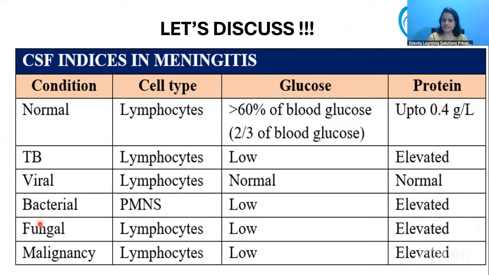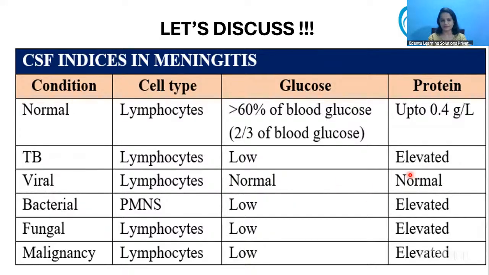In case of bacterial meningitis, usually the predominant cell type is polymorphonuclear leukocytes, the neutrophils, which will be most common. In all the other types, you can see lymphocytes. But only in viral meningitis will you have a normal glucose level and normal protein level. In all the other types, the glucose levels will be low and the protein levels will be elevated. So only in the viral type of meningitis are both the glucose and the protein levels usually normal.